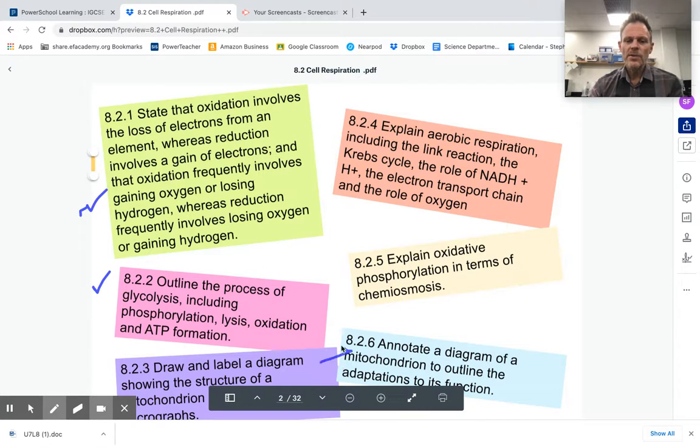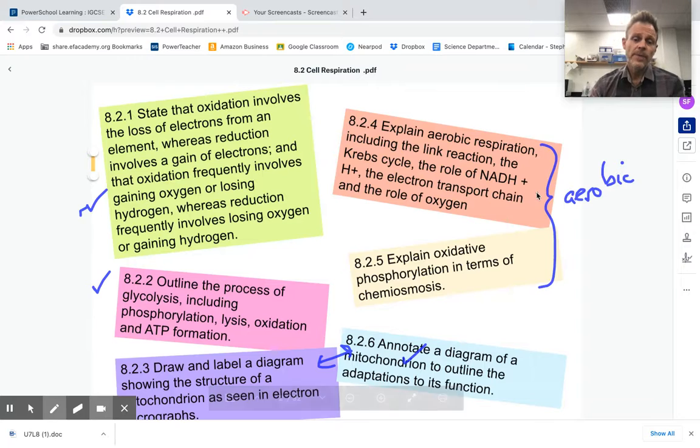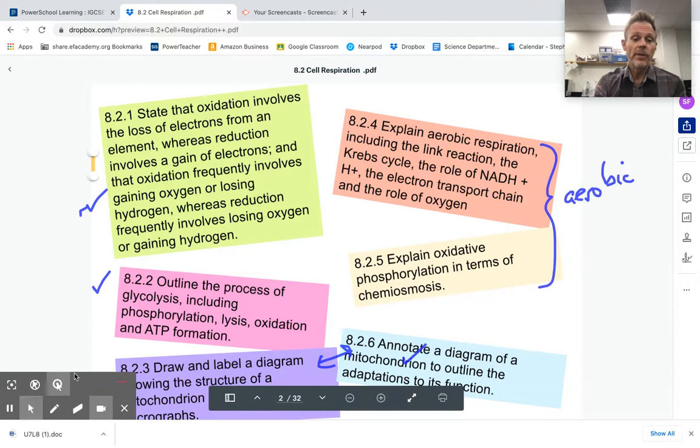Down here, these 2 parts are connected because we're talking about the mitochondria and its functions. So you need to be able to draw it and then also annotate it, saying what its functions are. And then here, speaking of mitochondria, this is all of our aerobic stuff. So this is what's happening in the mitochondria to produce lots of ATP. So that's how we're going to break it down. So let's get into it.